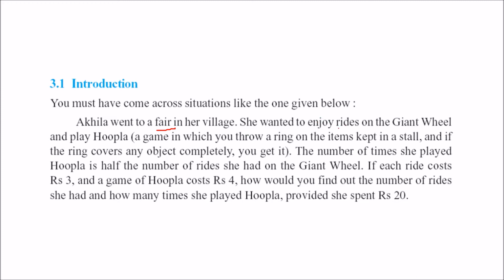Now she wants two things. She wants to enjoy a ride in a giant wheel, and she wants to play hoopla also. The number of times she played hoopla is half the number of rides she had on the giant wheel. Means if giant wheel is x, the number of times she played hoopla is x by 2. If each ride costs rupees 3, means for giant wheel this is 3, for hoopla it will be 4.